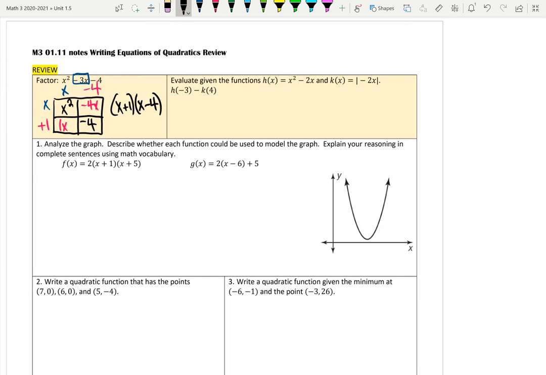Now, I'm going to have to evaluate. Notice h of -3. I'm going to put -3 for all those spots. Then, for k of 4, I'm going to plug in 4. Well, let's figure this out. What is the output when I put an input of -3 in? Well, -3 squared minus 2 times -3. In the same breath, I'm going to get k of 4 and plug it into -2 times 4, all inside of absolute values. Notice how I haven't even started my solving process.